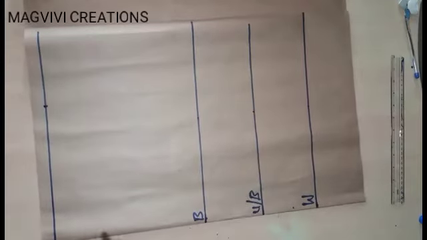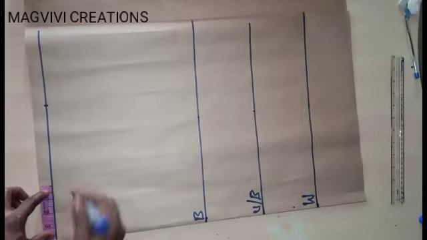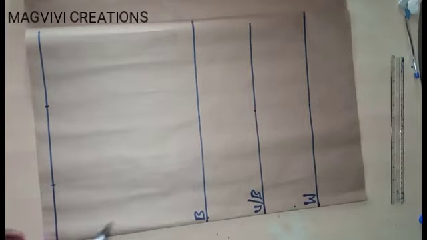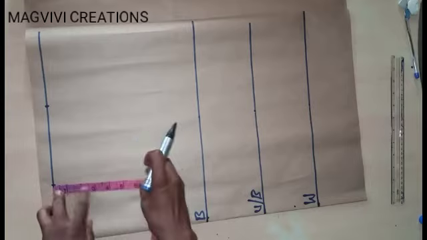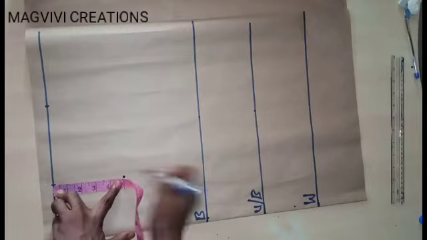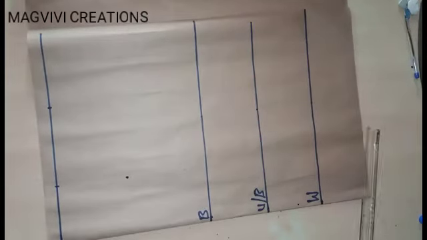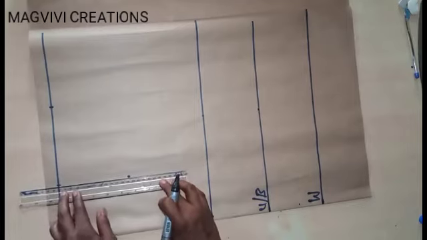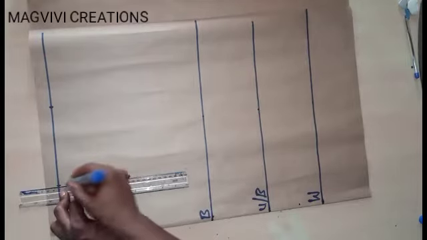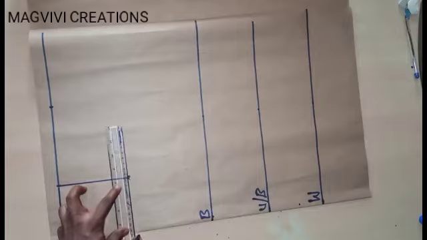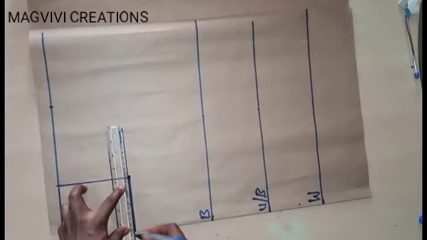Having done this, let me just place the neckline. Let's say 4 inches for the width and 5 inches for the depth. Then I would connect. So this is just the neckline. You can create any neckline of your choice.